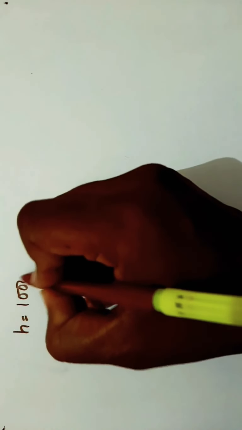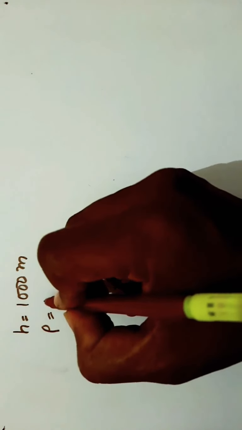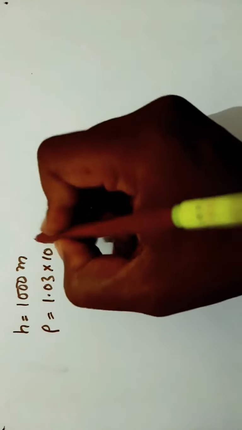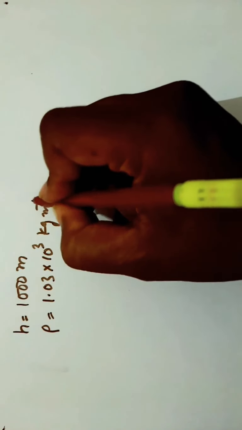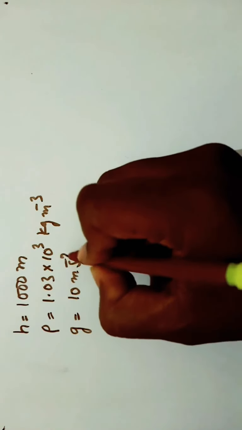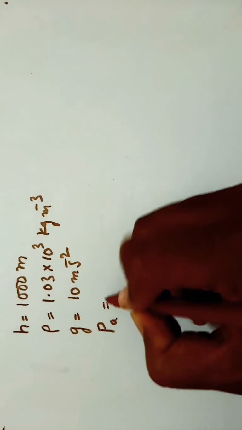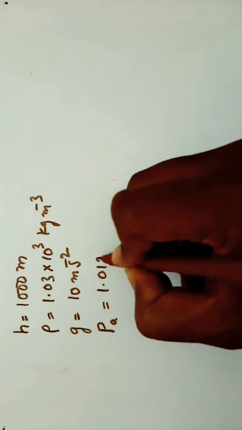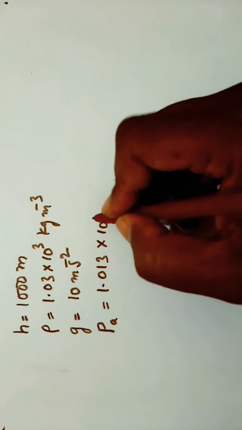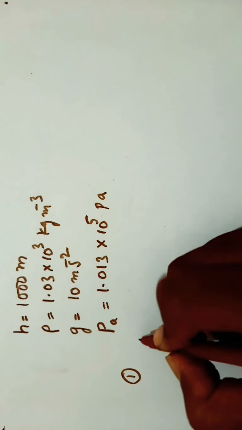In this problem, depth of the submarine is given. So that is H is equal to 1000 meter, and density of seawater is given, that is 1.03 into 10 to the power of 3 kg per meter cube, and we know g is equal to 10 meter per second square, and atmospheric pressure PA is equal to 1.013 into 10 to the power of 5 Pascal. So here first one is we have to find absolute pressure.